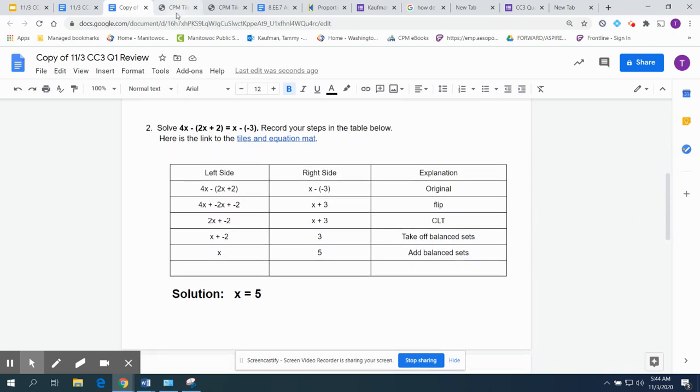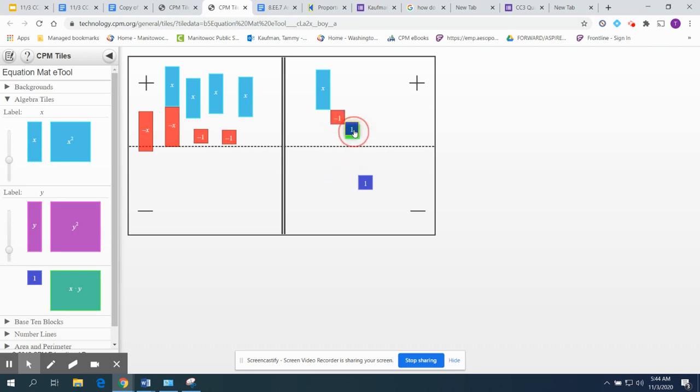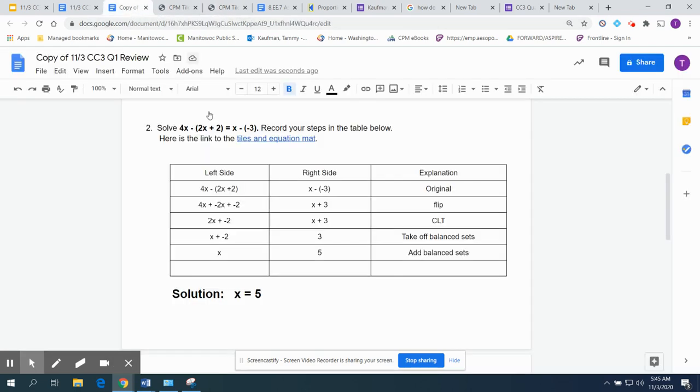This one has the distributive property, so it's a little bit of a challenge. Again, I wrote it down and I built it with the tiles. So the first thing I'm going to do is I'm going to flip up. And because it said minus and then parentheses, I knew to build all that on the bottom. And the same with this one. So first thing I'm going to do is flip up. So this becomes 4x plus negative 2x plus negative 2, and then x plus 3.